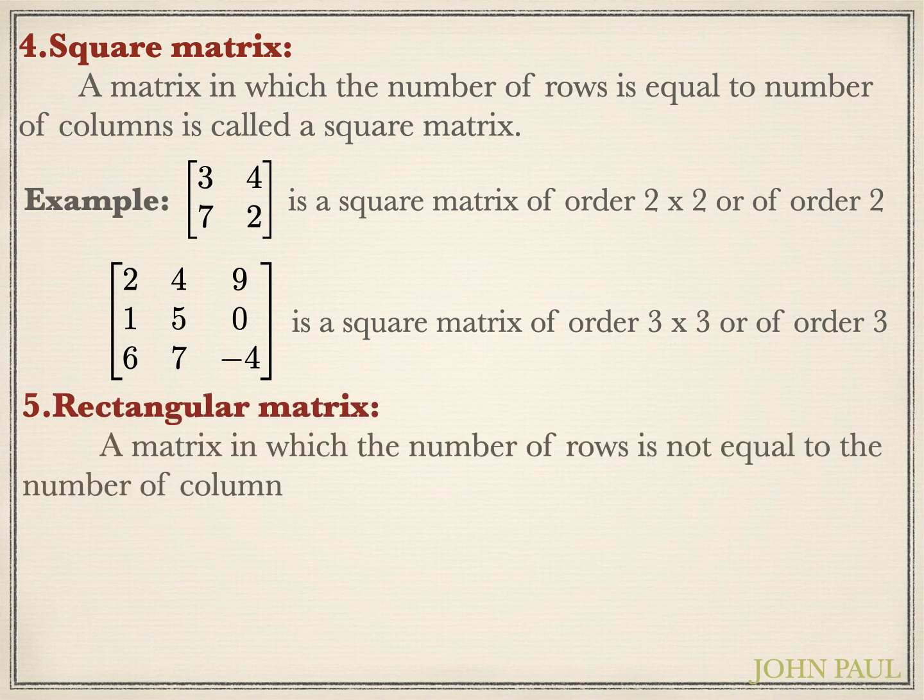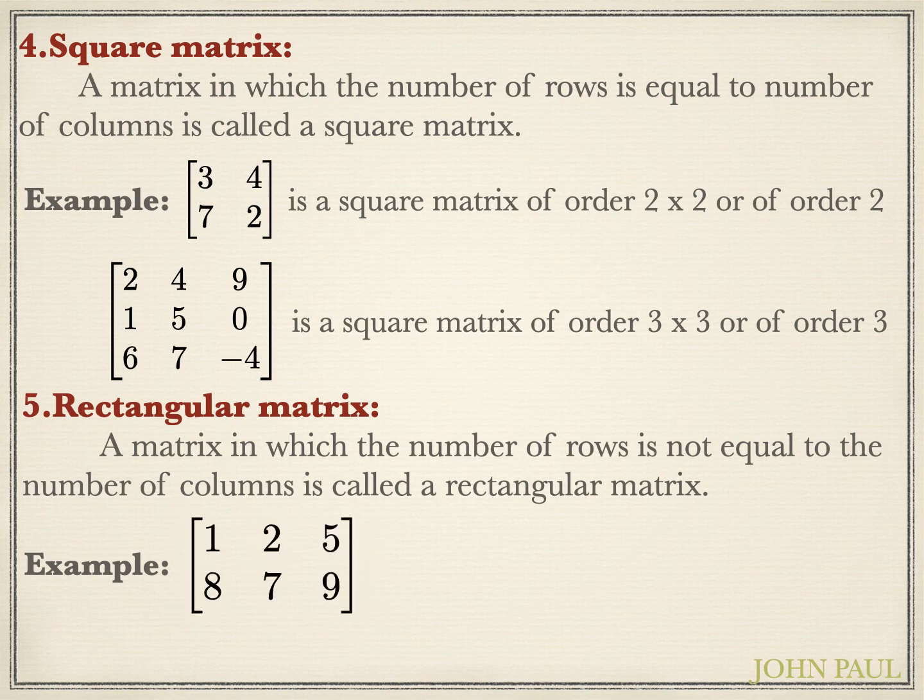Rectangular matrix. A matrix in which the number of rows is not equal to the number of columns is called a rectangular matrix. We can give any example of different rows and columns. Example: in this, 2 rows and 3 columns are given. It's a rectangular matrix of order 2 by 3.